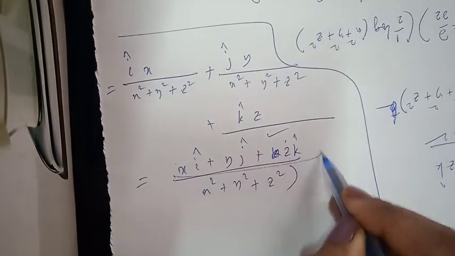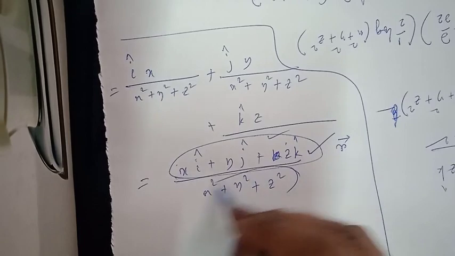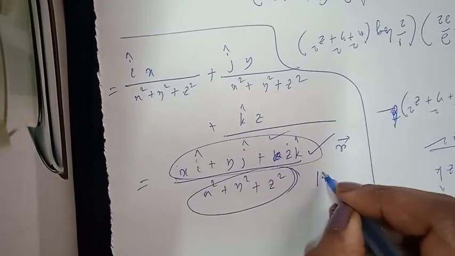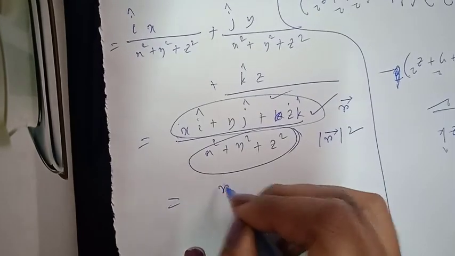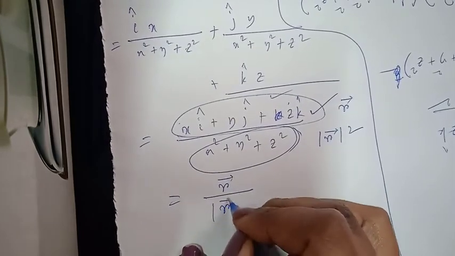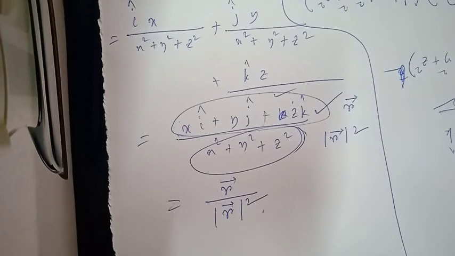Now what does that mean? The numerator means our r vector, and the denominator means modulus of r vector, its square, right? So the answer is r vector by mod r square. Okay, this is the answer. Next one, number 2, that is phi equals 1 by r, I'm leaving it as homework.